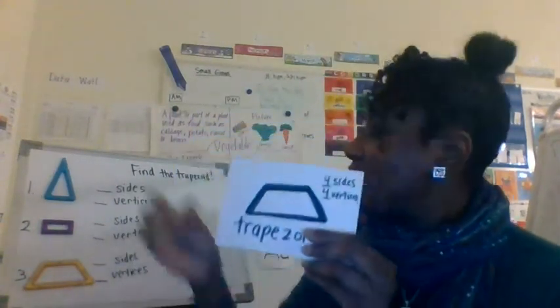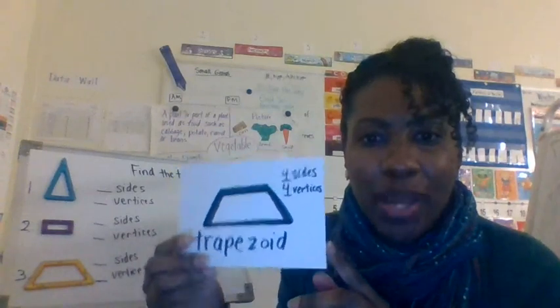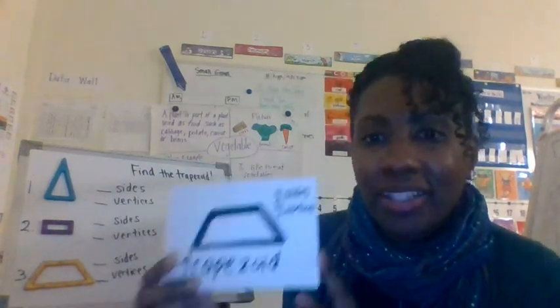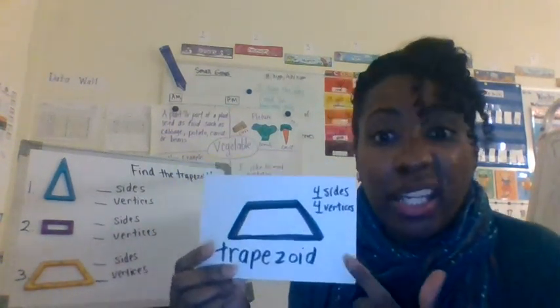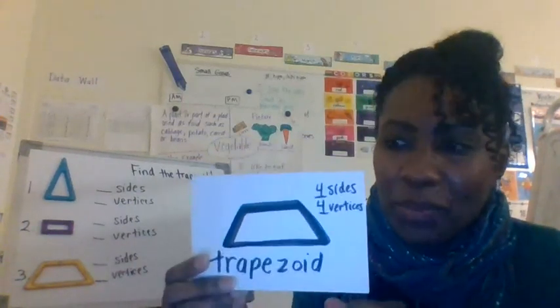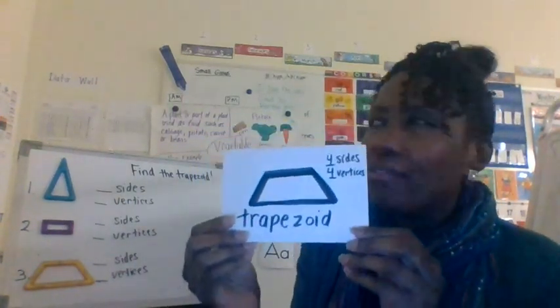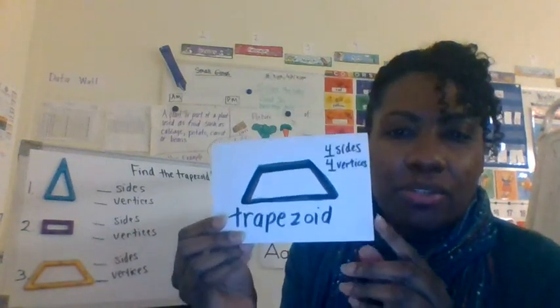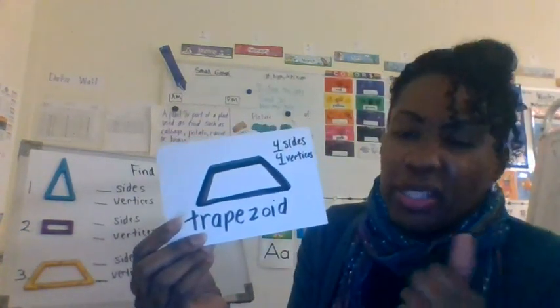So we're going to look at our board and see if we can find any trapezoids. And after we finish our lesson, you can see if you can find any trapezoid shapes at home. But first, before we can find a trapezoid, we need to know what a trapezoid looks like.